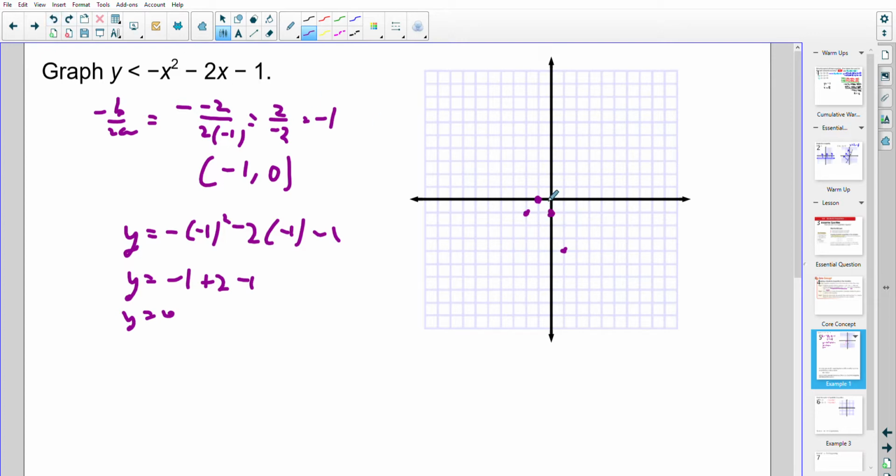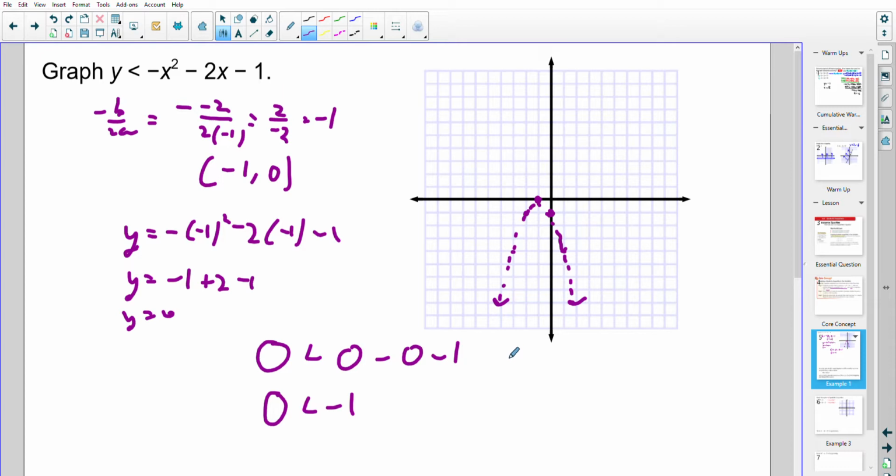part of the parabola. However, I've got to remember that it's less than, so I have to remember to dash it. Easy to remember: if you draw in a solid line, you can just go back with an eraser and then dash it. So at this point, the question is, well, I need to test one point. Normally, if 0, 0 is not on this graph, then you would go ahead and test that point. So is 0 less than or equal to 0 minus 0 minus 1? Is 0 less than negative 1? That answer is no, it's greater than it.